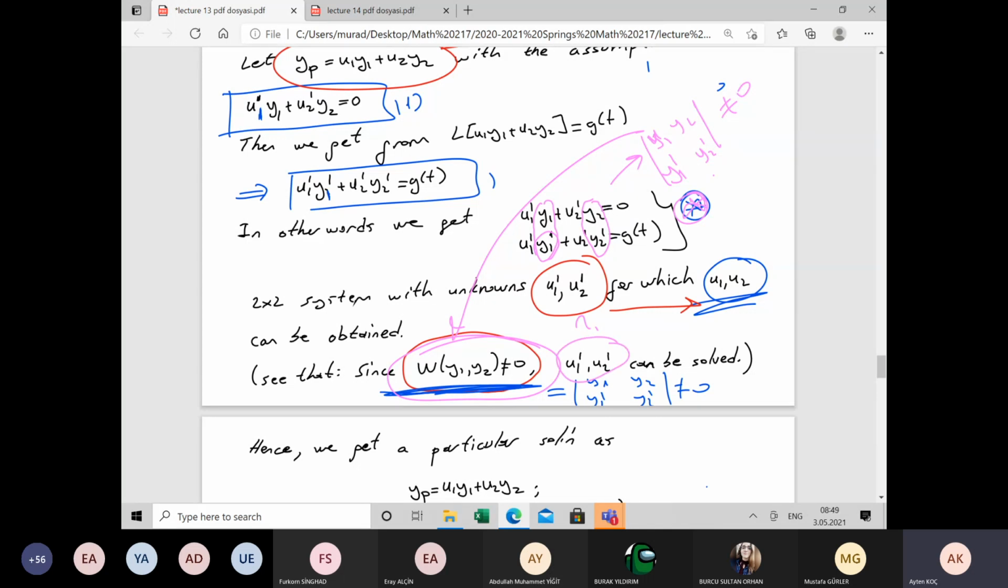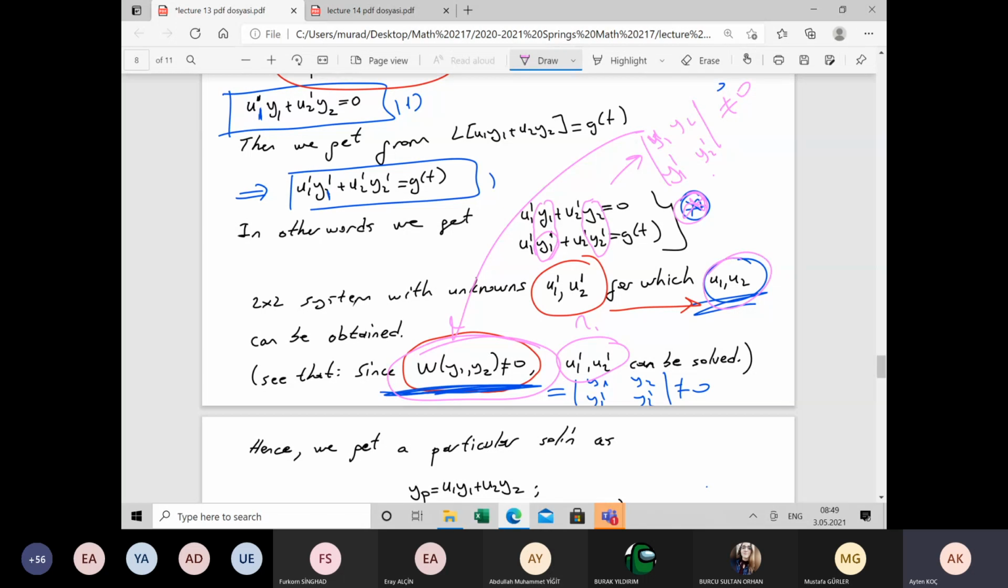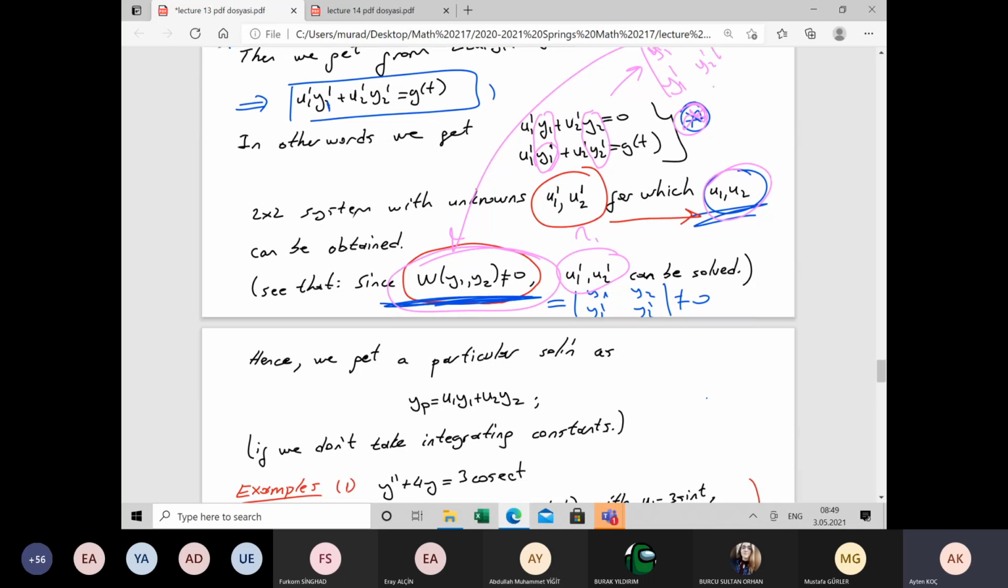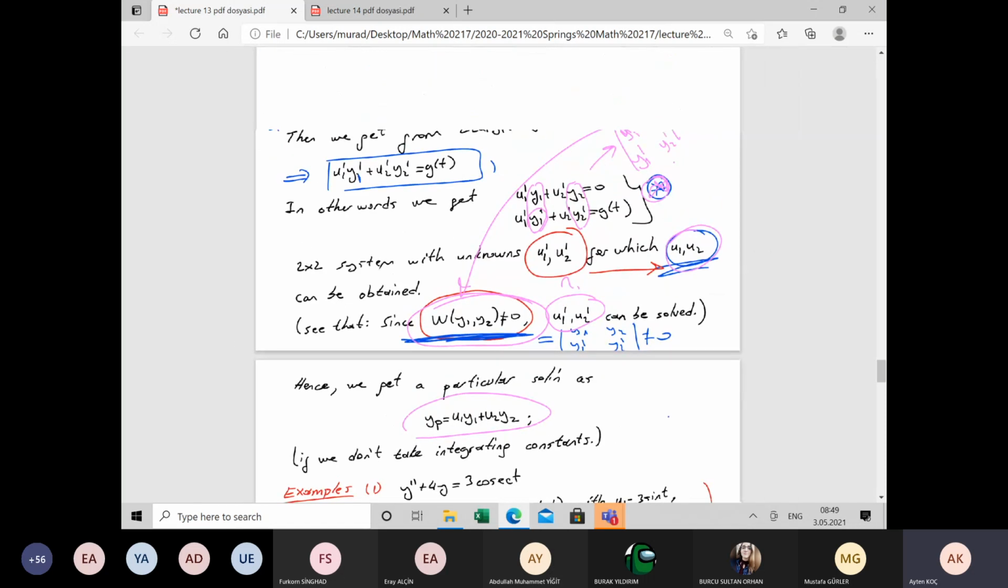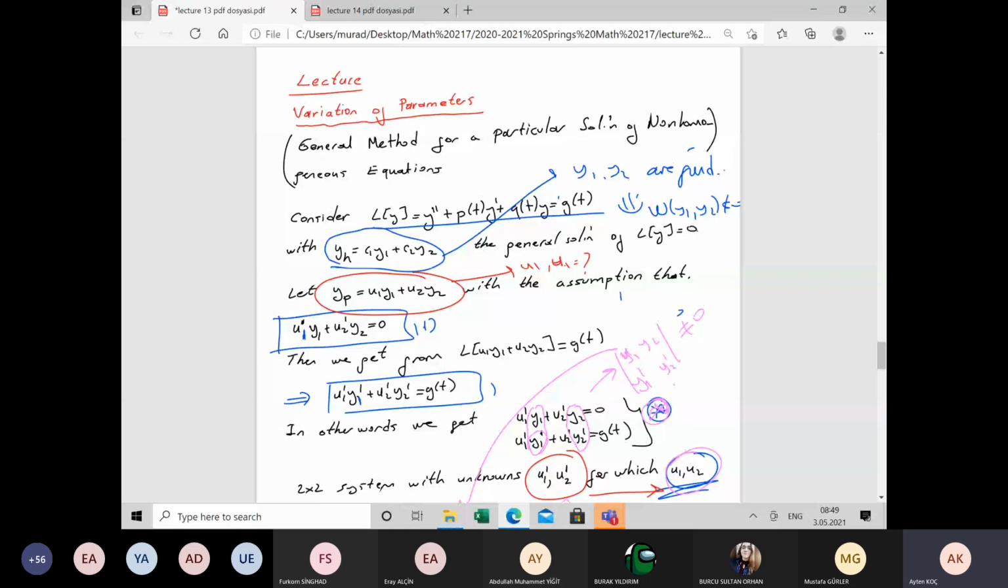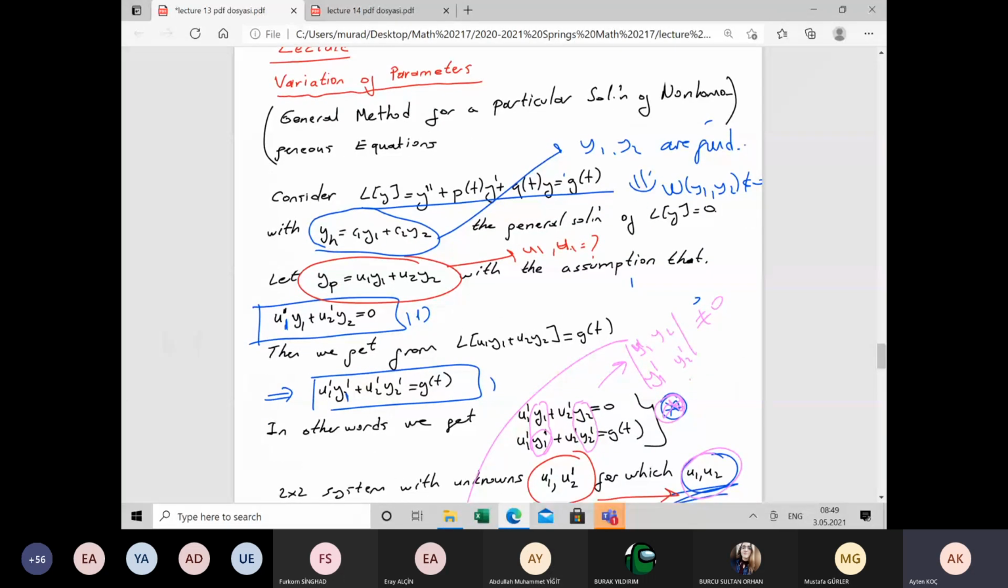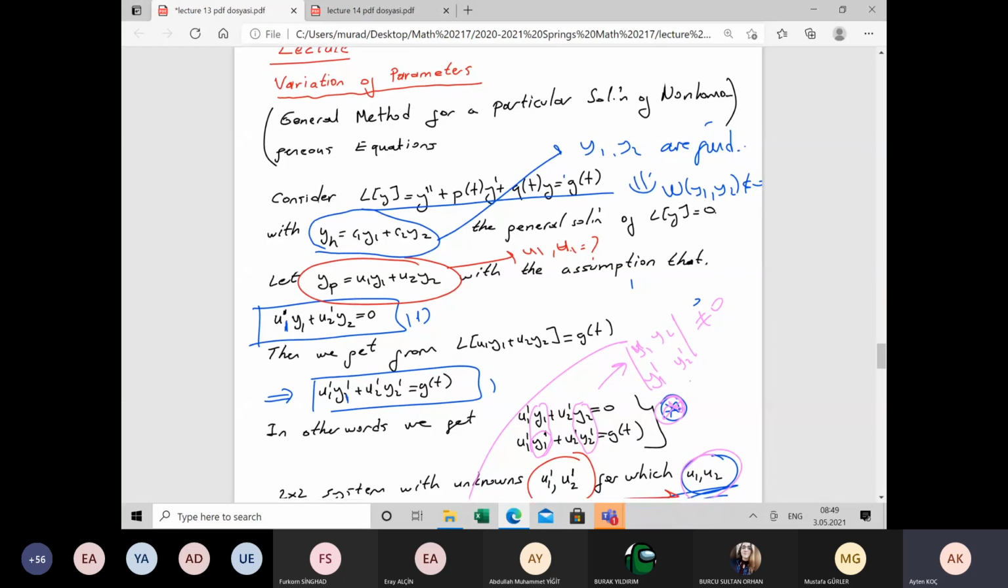Integrating both sides, we obtain the values of u1 and u2. It's okay. And we got the particular solution. What's the particular solution? Is this one? Yes. Any question about this one? How to get the particular solution using the variation of parameters? This method is called the variation of parameters.